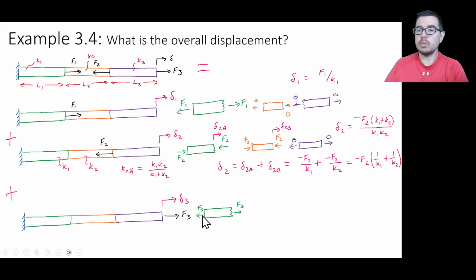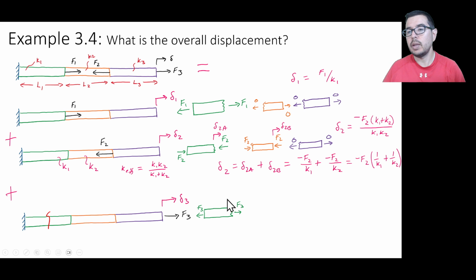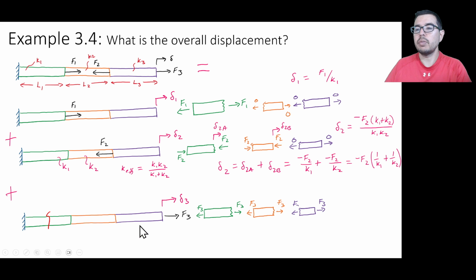So that's this force right here. Then if we take a slice right here, whoops, that was a weird looking slice, I guess. If we take a slice right here, okay, we have this F3 like that. And we also have equilibrium with F3 in the middle section, and we have equilibrium with F3 in the right section, following similar procedures that we've described previously using method of slices.